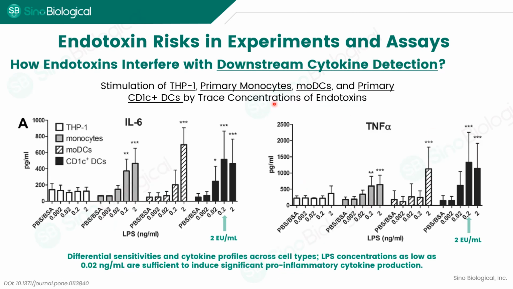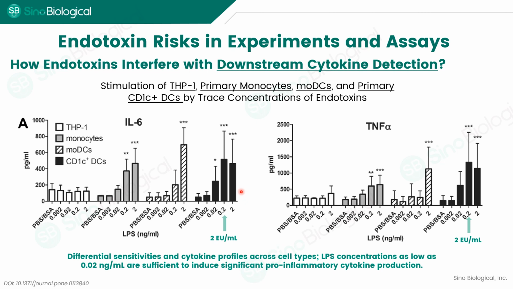Next, we can also see how endotoxin interferes with downstream cytokine detection. In this study, researchers tried to stimulate THP1 cells, primary monocytes or other primary human immune cells with trace concentrations of endotoxin. As shown in this picture, even very low concentrations of LPS can already trigger the release of cytokines, especially interleukin-6 and TNF-alpha.